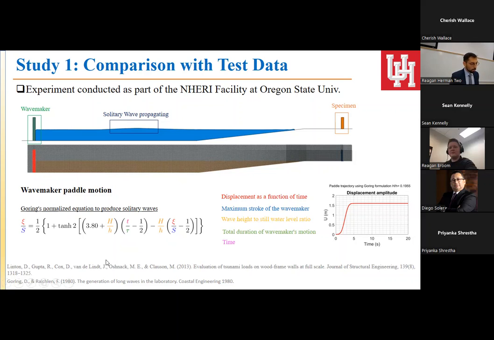This is the equation. It's called Goring's normalized equation. I've explained and annotated the terms here. I don't think I need to go through them though. Okay.